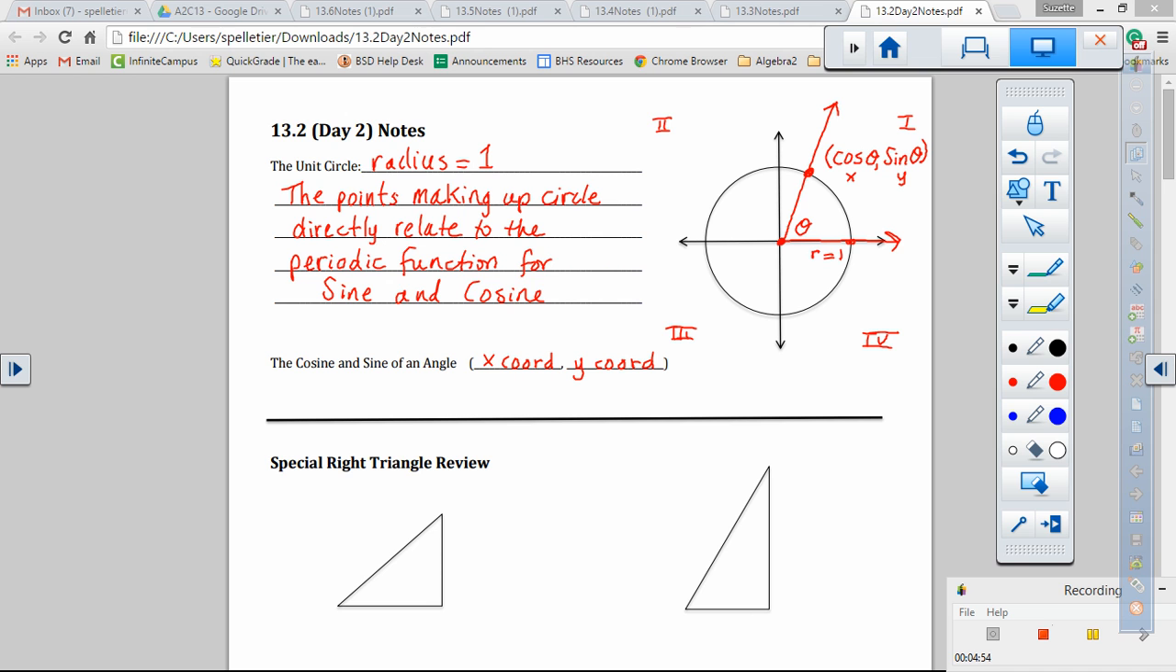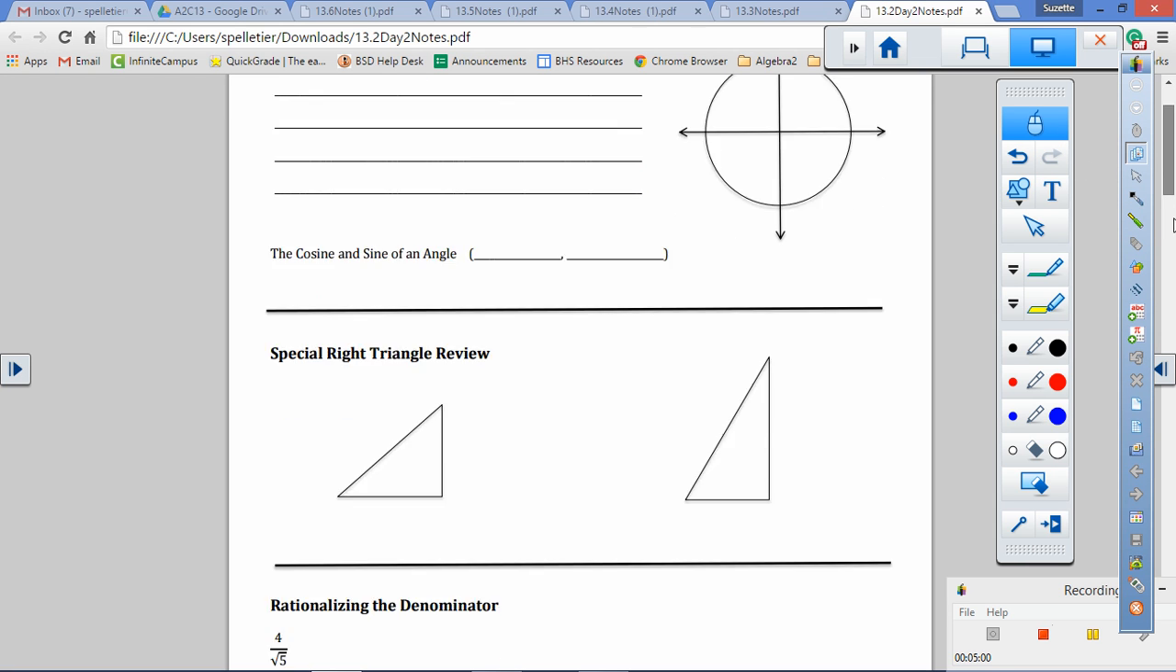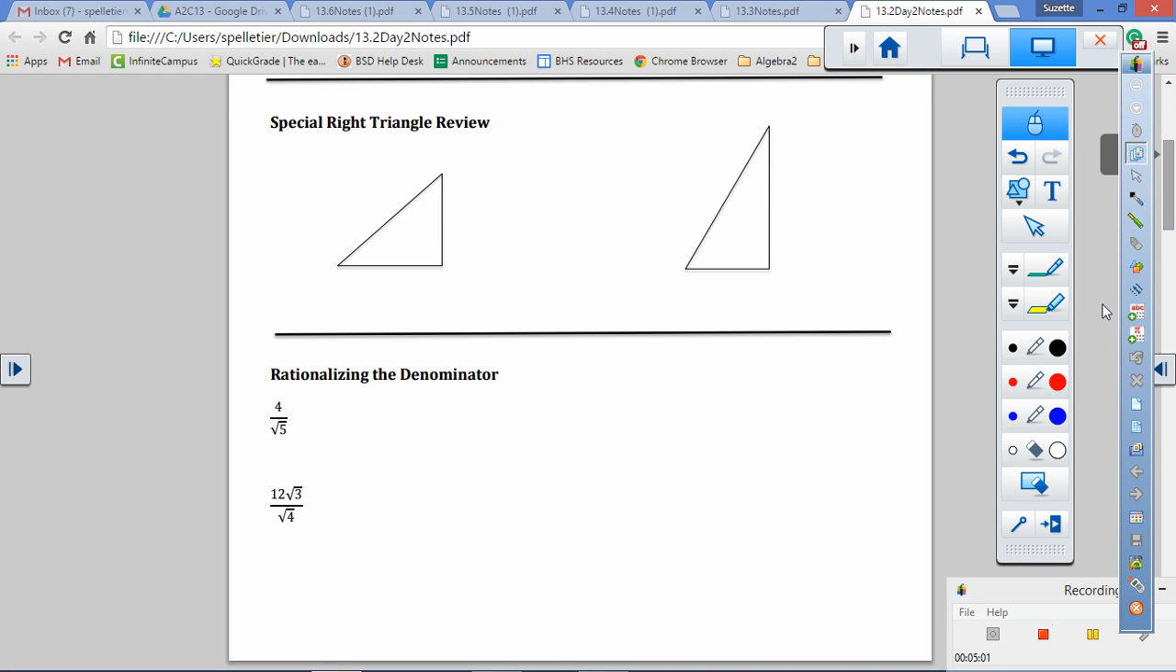So we're just going to review special right triangles. I'm going to ask you to pull up my page, and you're going to prepare to write in these two triangles. So think way back to geometry.